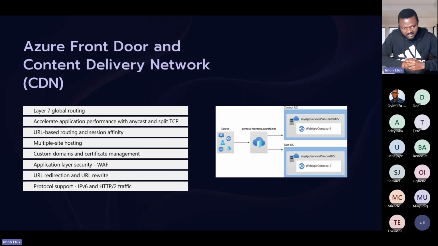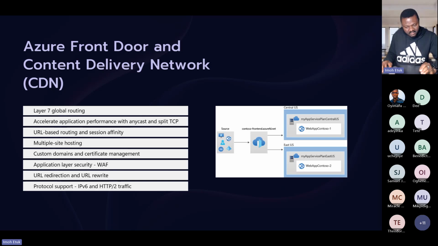It also helps us accelerate application performance with Anycast and split TCP. It offers URL routing, path-based routing and session affinity. It also helps us handle multi-site hosting, custom domains and certificate management, application layer security, WAF. It also offers URL redirection and URL rewrite, and protocols like IP version 6 and HTTP/2 traffic.